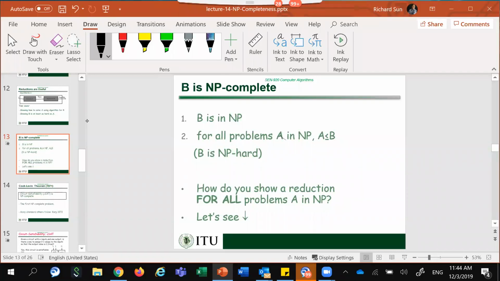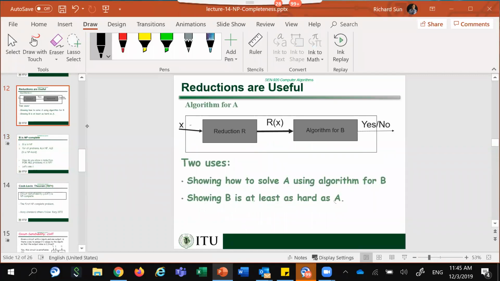Okay, remember in the previous slide we said A is polynomial time reducible to B. What does that mean? It means that B is at least as hard as A, right? Remember this is the second bullet. It shows B is at least as hard as A, right?